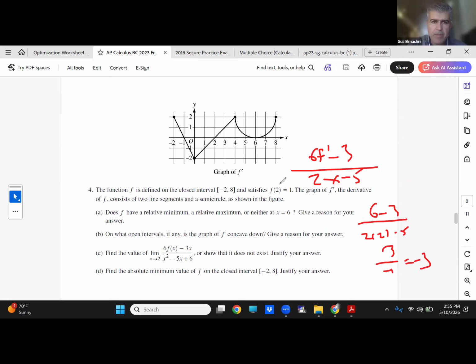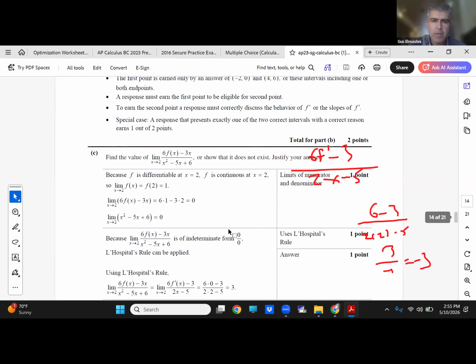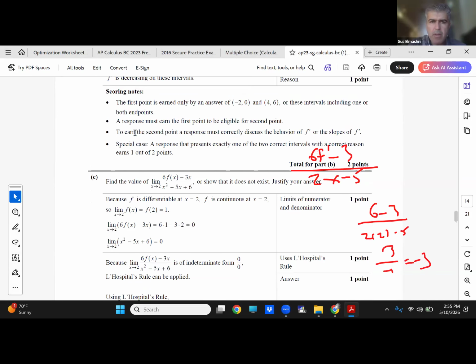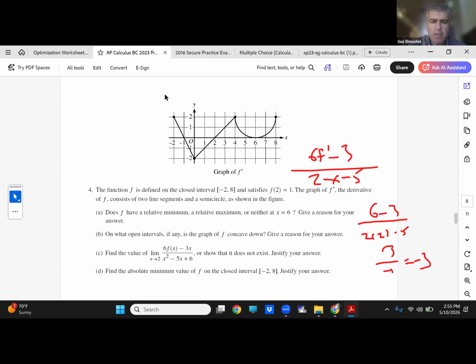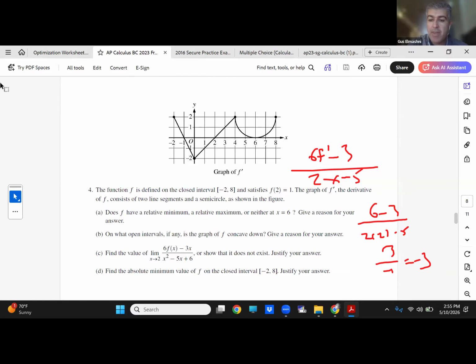I get -3. You said 3? Yeah, it should be -3, I believe. Still check the answer key. Oh, hold on. Did I make a mistake somewhere? 2x minus 5. F prime of 2 is 0. Oh, negative 3, right. I did negative. You have a double prime, you're right. It just says -3 over -1. You're correct. Okay, so I made a mistake clearly.